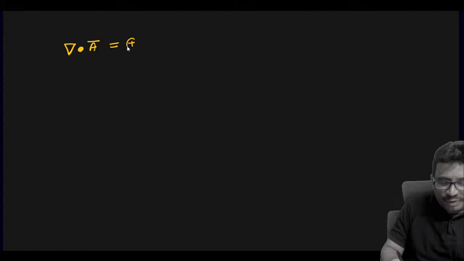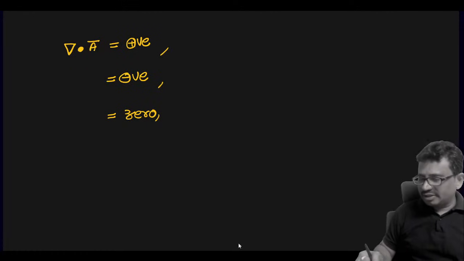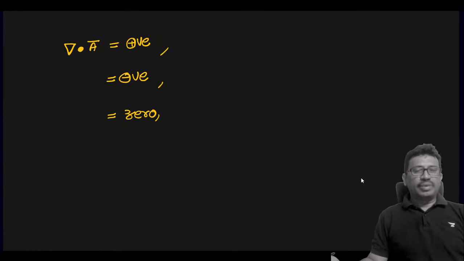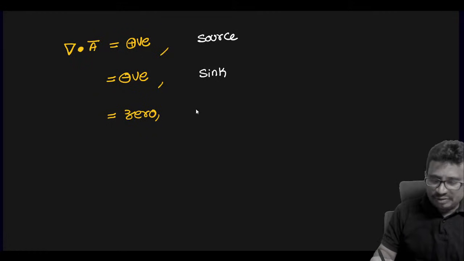And in general, the divergence of a vector quantity may be positive, or it may be negative, and it may be 0 also. The divergence is positive in case of a source, negative in case of a sink, and 0 in case of neither source nor sink.